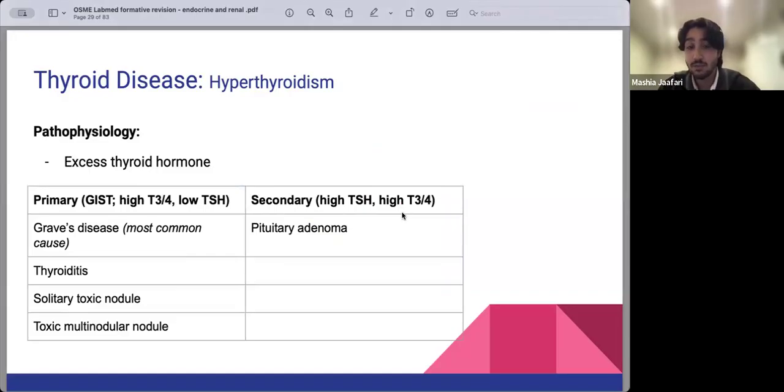So TSH is a really useful factor for you to be able to differentiate between primary and secondary hyperthyroidism. And that's a slightly trickier question that they might try to catch you out on. So make sure that when someone is presenting with hyperthyroidism, you look at their TSH. Is it high or is it low? Because that's going to tell you whether the problem is originating in the thyroid itself or whether it's secondary because of a problem in the pituitary that's activating the thyroid.